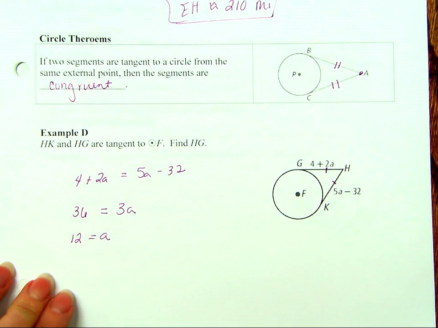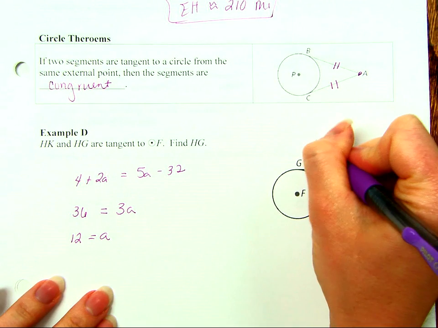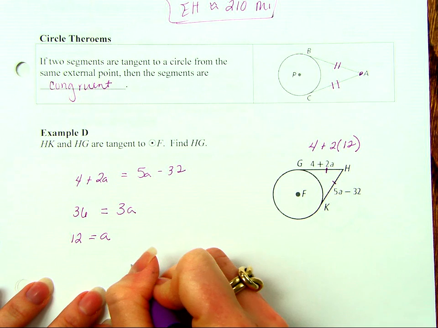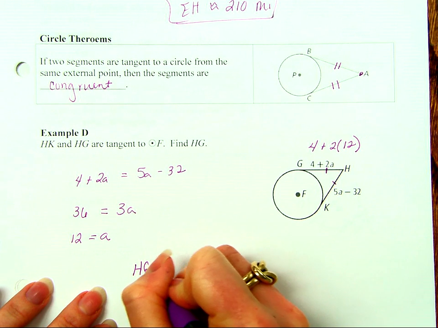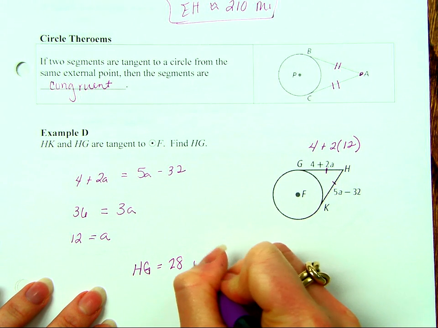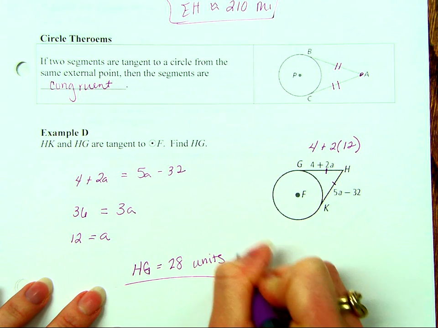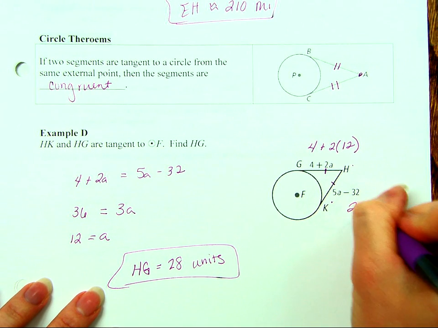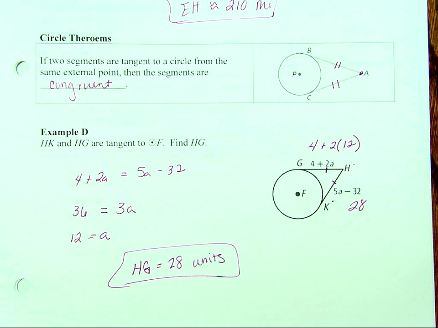Now, 12 is not my answer. They're wanting the length of HG, so I'm going to plug that in, and I would find that HG would equal 28 units. What would KH be? Well, this would also have to be 28 units. Those should be congruent.